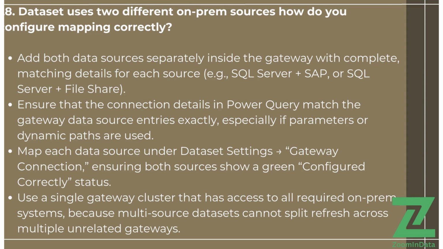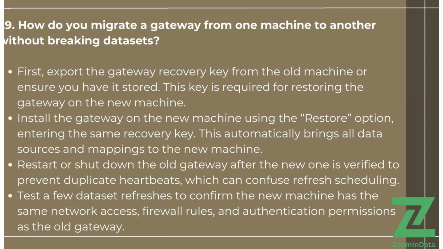Ensure that the connection details in Power Query match the gateway data source entries exactly, especially if parameters or dynamic paths are used. Map each data source under Dataset Settings, then Gateway Connection, ensuring both sources show a green, configured correctly, status. Use a single gateway cluster that has access to all required on-prem systems, because multi-source datasets cannot split refresh across multiple unrelated gateways.